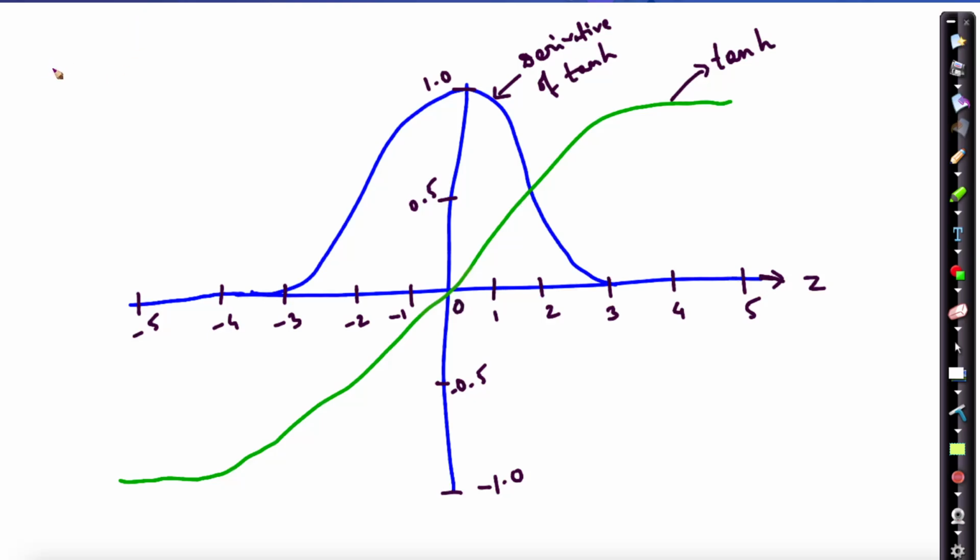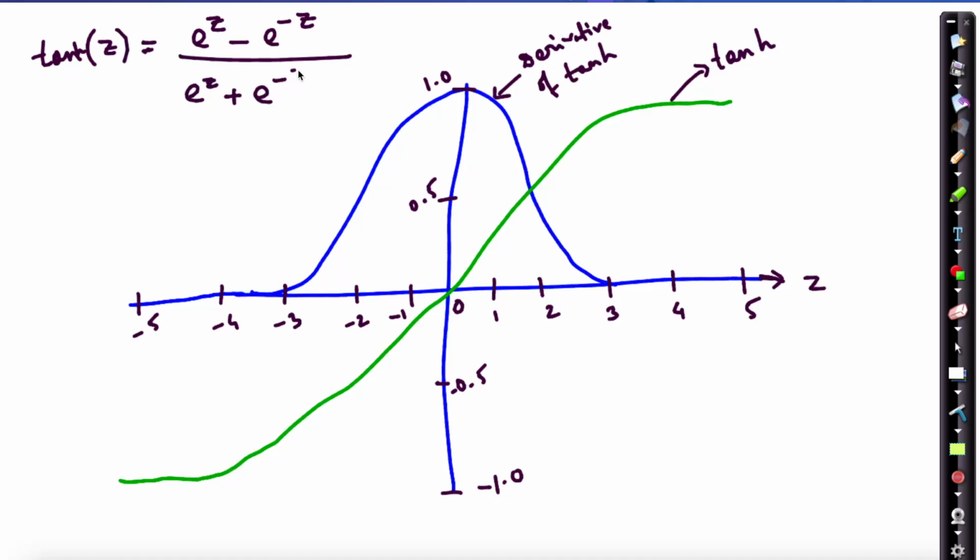Now why is it used so much? I'll write the tanh function again for reference. Sorry, I have mistakenly written it here, let me just correct it. tanh of z is nothing but e power positive z minus e power negative z, divided by e power positive z plus e power negative z. This is the tanh function.